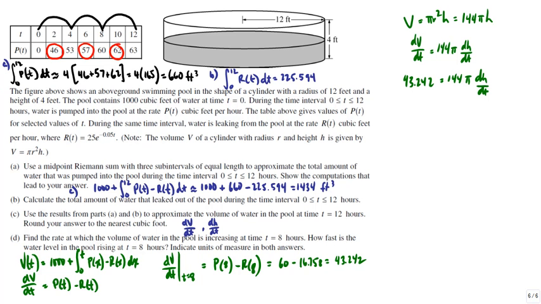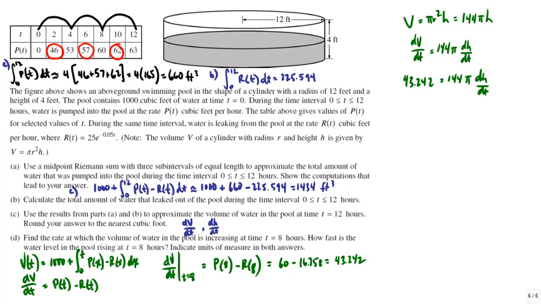Then we do know that the volume of water in the pool is defined by an integral defined function, which is 1000 plus the integral from 0 to t of p of x minus r of x dx, and the derivative of that, dV/dt, is just p of t minus r of t. And dV/dt when t is equal to 8 is just p of 8 minus r of 8, where we plug in 60 from the table above for p of 8, and r of 8, which we plugged into our calculator based on the function we have.